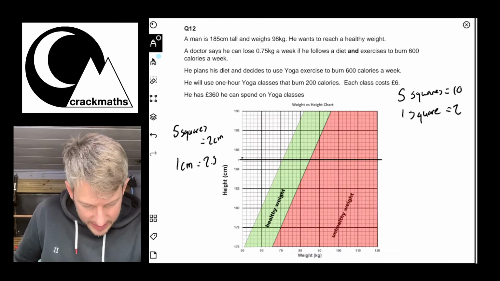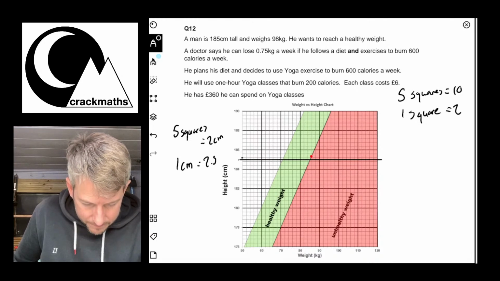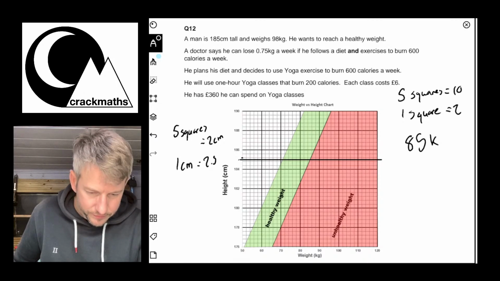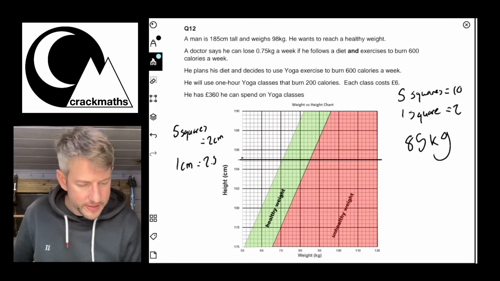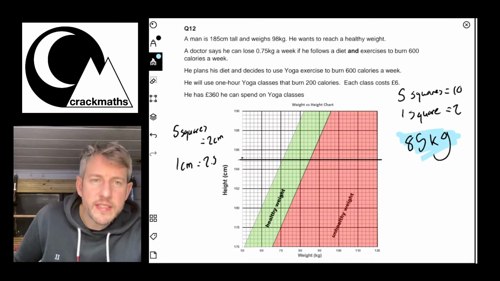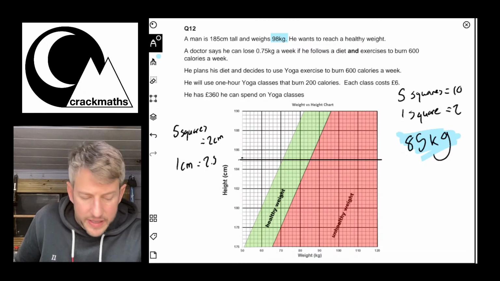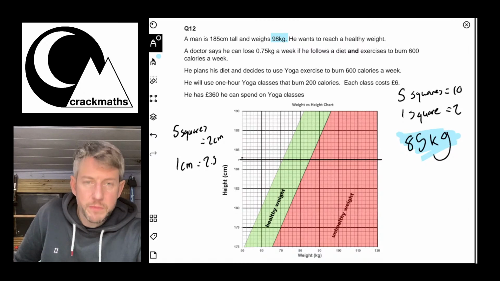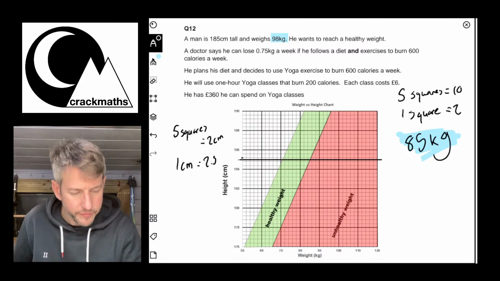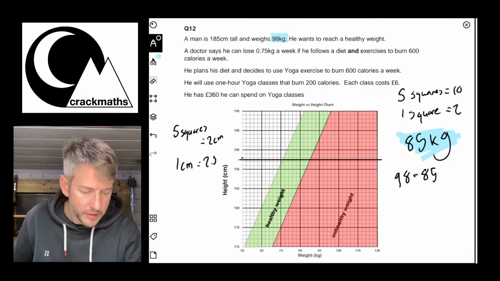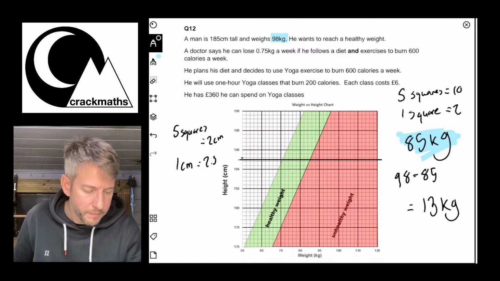Okay, so his healthy weight looks like it's bang in the middle of here. It looks like his healthy weight is 85 kg. Okay, so his healthy weight is going to be 85 kilograms. Right. What is he currently? 98 kilograms. So he needs to lose the difference between these two. We need to do 98 take away 85, and that's going to be 13. So he's got to lose 13 kg.